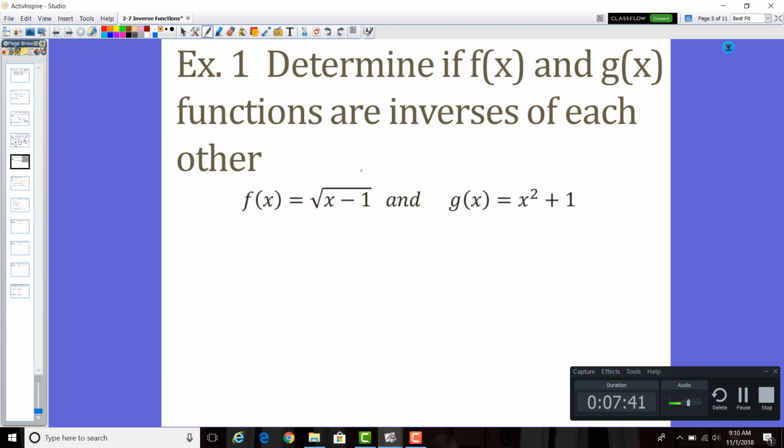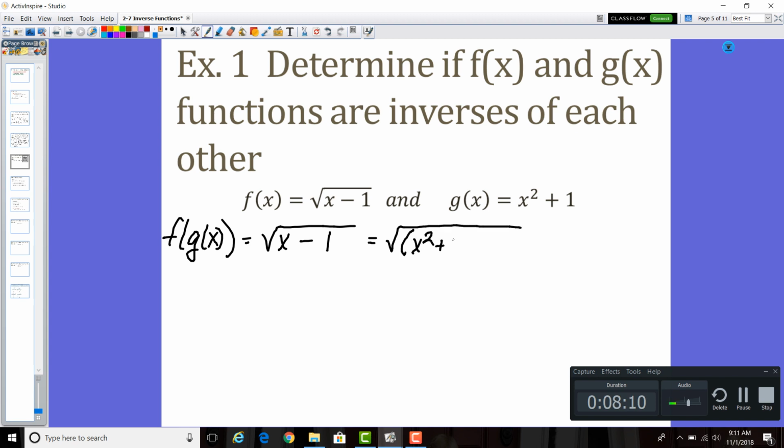Okay, let's look at one last one here. This one includes a radical and a squared term. Again, we know that the opposite of squaring something is to take the square root, so it's a possibility that these are inverses. The only way to prove it, you got it, is to form our compositions. So we're going to start with f of x, which is x minus 1 under the radical. And wherever there's an x, we're going to plug in the g of x function of x squared plus 1.